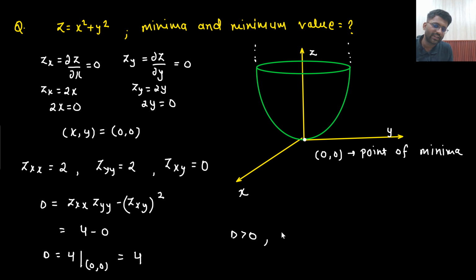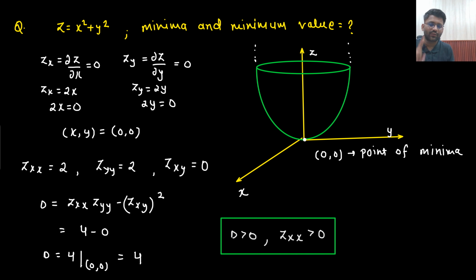Along with that, what is the value of zxx? Zxx value is 2, which is also greater than 0. What does that mean? This is the condition of d greater than 0. First of all, that means it could be maxima or minima. If zxx is greater than 0, what does that mean? It is the point of minima. So who is the point of minima? The point of minima is nothing but 0 comma 0. That's it. This is the conclusion.